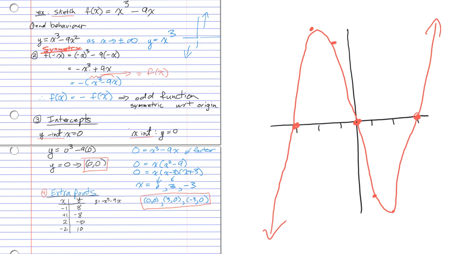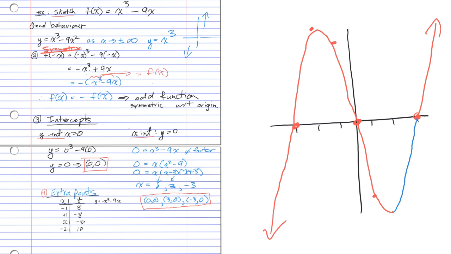Then you test your endpoint, and once you've got your symmetry, you have to find the x-intercepts and the y-intercepts of the graph. Once you've got those, all you need is a couple of extra points to figure out where the graph is going to be drawn. And please take the time to try to draw this nice and smooth.